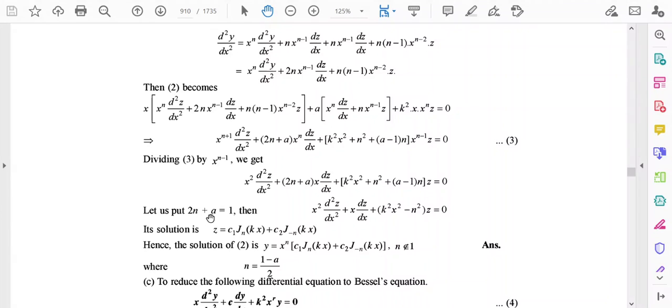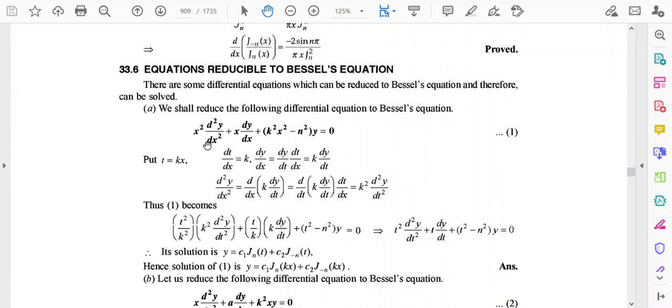If we assume 2n plus a is equal to 1, and if we replace n and a in this from this equation, so what we will obtain, that k square x square minus n square, that is the terms in the third bracket, that will be reduced to this form. Here you have to replace a with n. You see there is no a here, that means you have to replace a by n. Then you will obtain this form. Now you see that this form of the equation is exactly similar to the equation number 1.